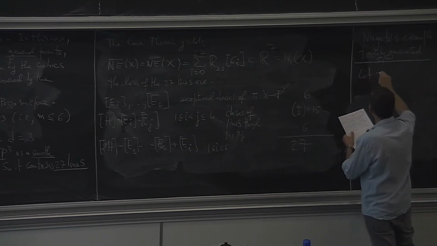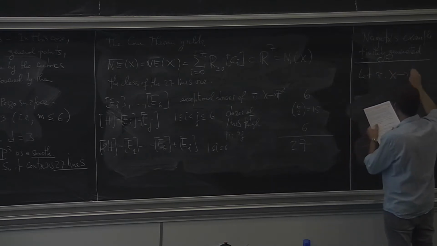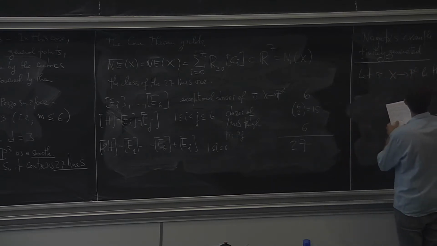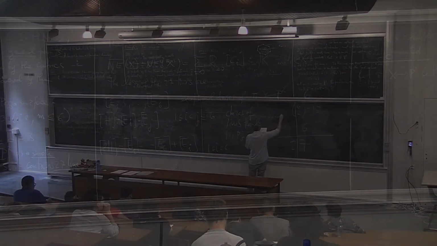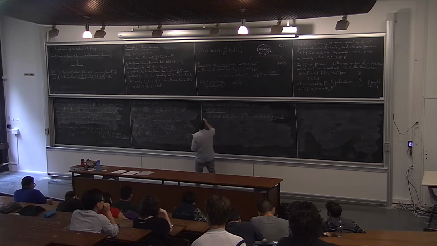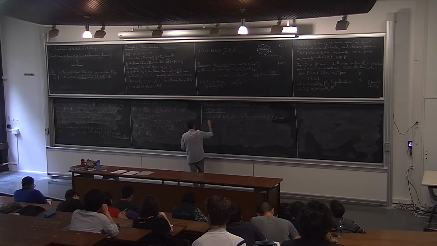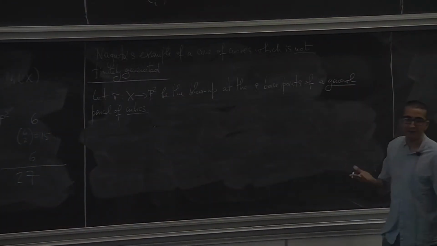Let pi from X to P2 be the blow up at the 9 base points of a general pencil of cubics. General, for instance, it suffices that all curves are irreducible.